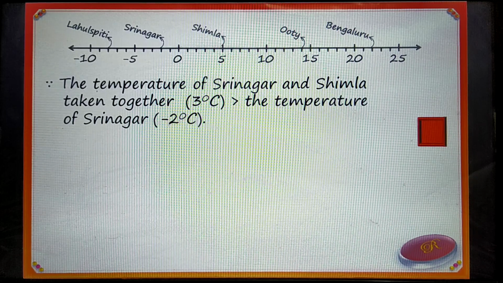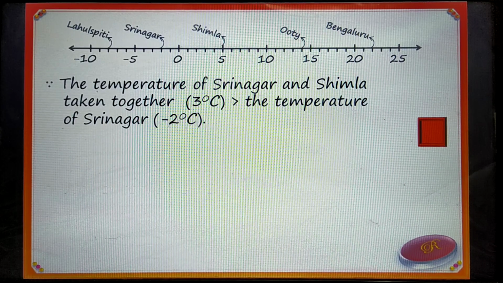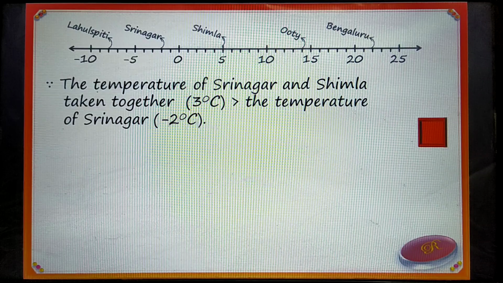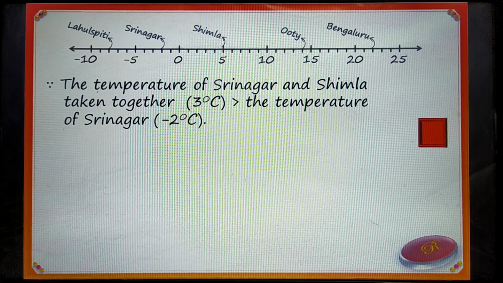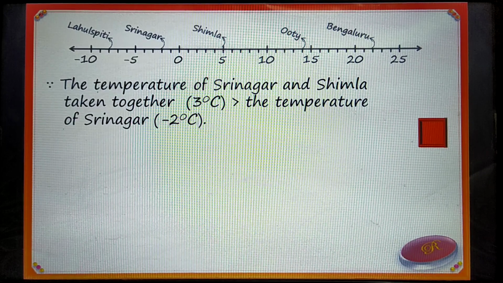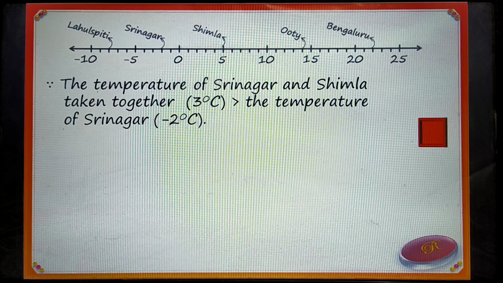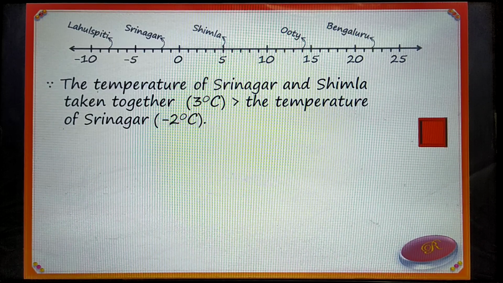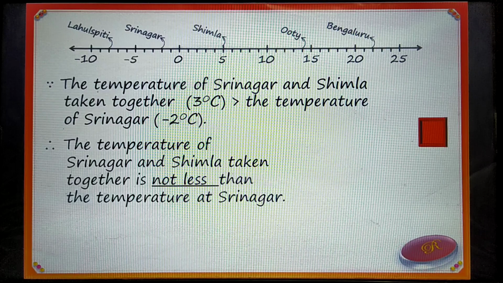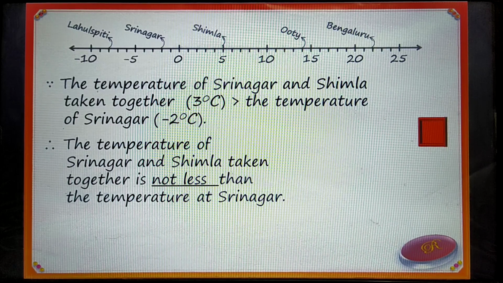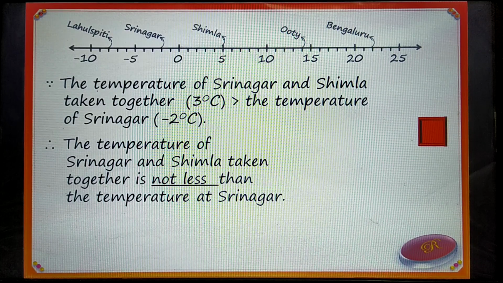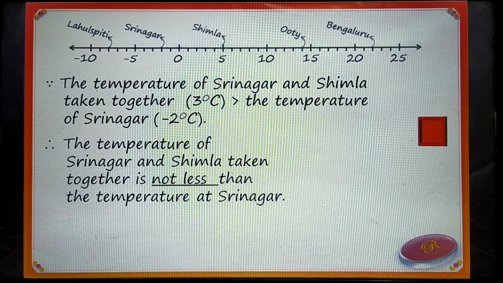Since the temperature of Srinagar and Shimla taken together, that is 3 degrees Celsius, is greater than the temperature of Srinagar, that is minus 2 degrees Celsius, therefore, the temperature of Srinagar and Shimla taken together is not less than the temperature at Srinagar.